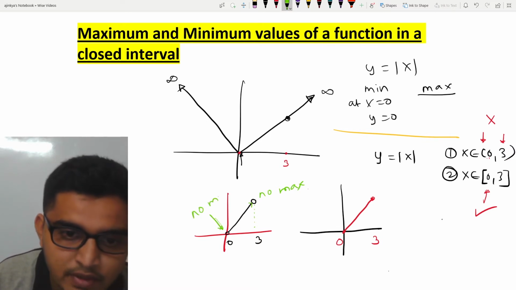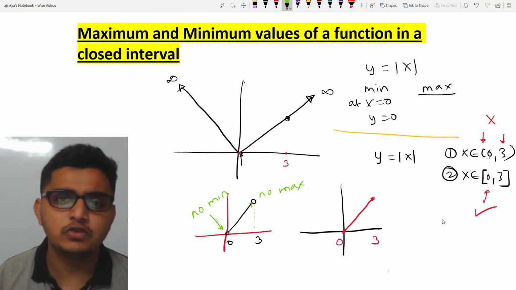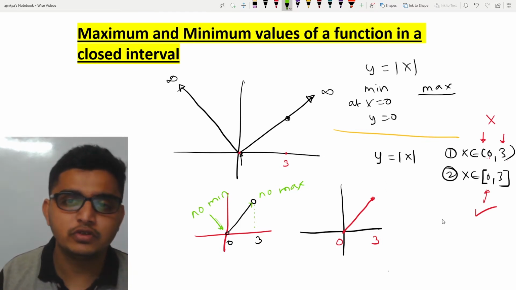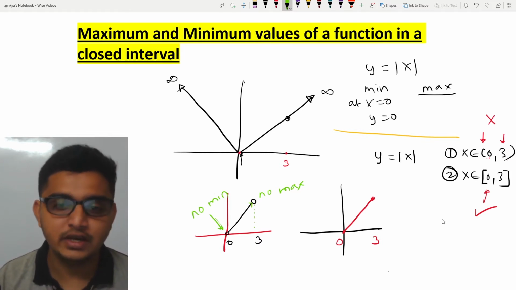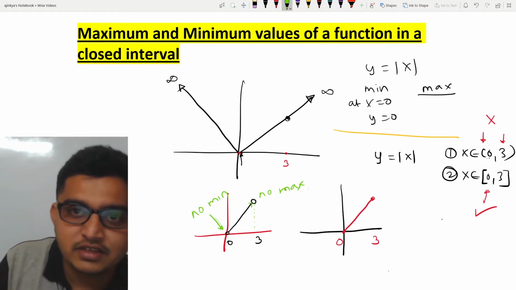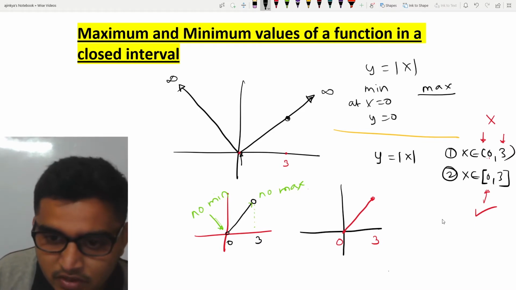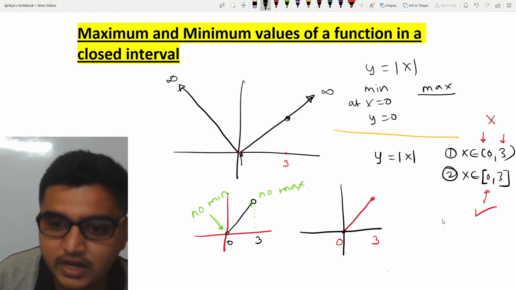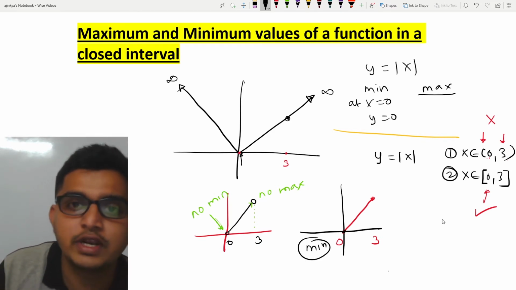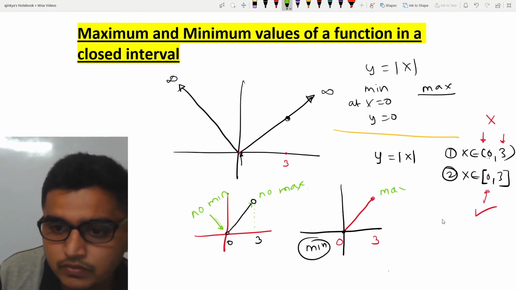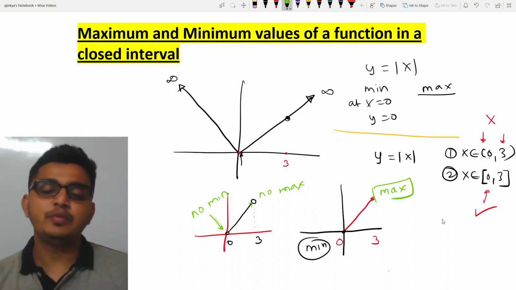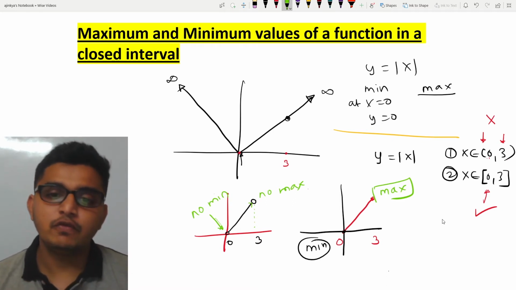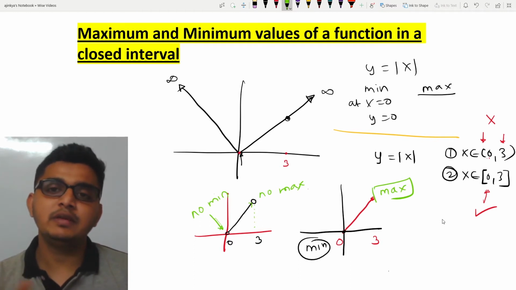Why? Because it can be 0.0000001, an infinitely small number, but 0 is not included, so we cannot define it. But in the second case, if you look closely, since 0 is included, 0 is going to be the minimum value, and since 3 is included, 3 is going to be the maximum value, isn't it? So when we define a function, it should always be defined in a closed interval if we need to find the exact minimum and maximum values.